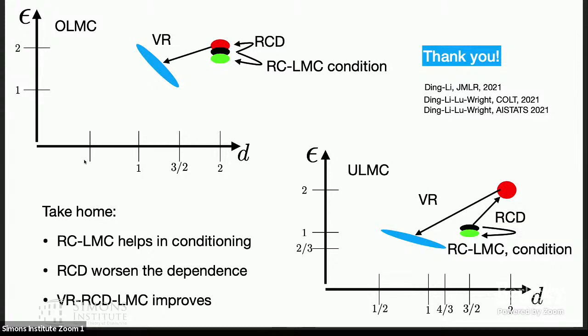It's included in three papers. The first paper is about the variance reduction. It's recently accepted, and I highly doubt the reviewer is probably one of us. And the second and third papers are the random coordinate version of the LMC. Thank you very much.